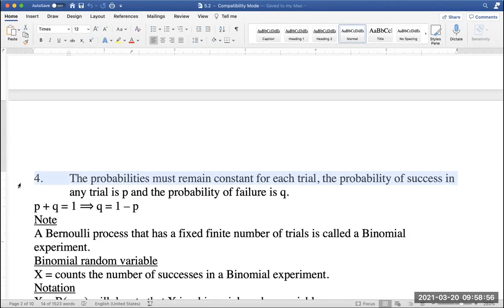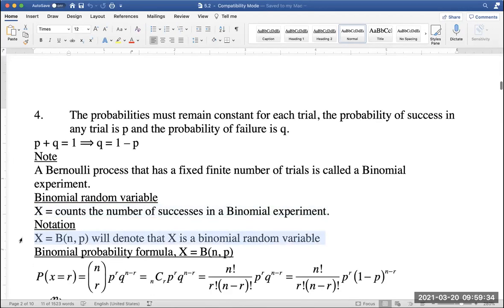The probabilities must remain constant for each trial. The probability of success for any trial is P. The probability of failure for any trial is Q. So that we have that P plus Q is equal to 1, or that Q is equal to 1 minus P. A Bernoulli process that has a fixed finite number of trials is called a binomial experiment. A binomial random variable counts the number of successes in a binomial experiment. We will denote the fact that X is a binomial random variable by stating that X is equal to B of n comma P.